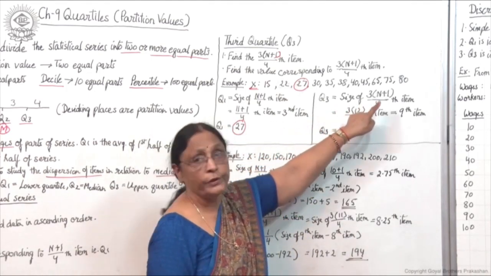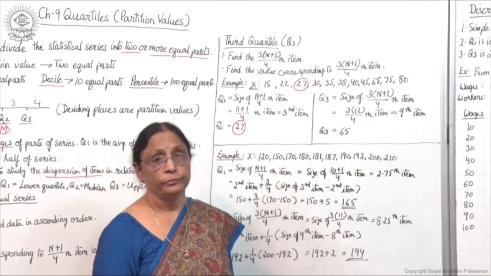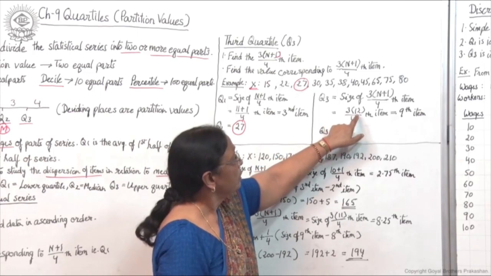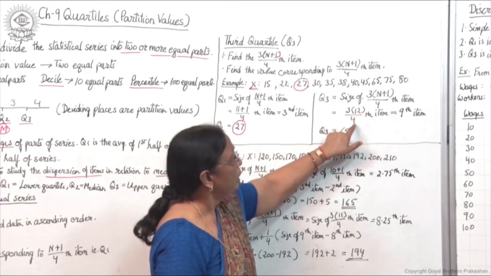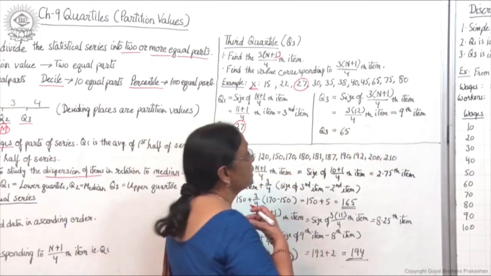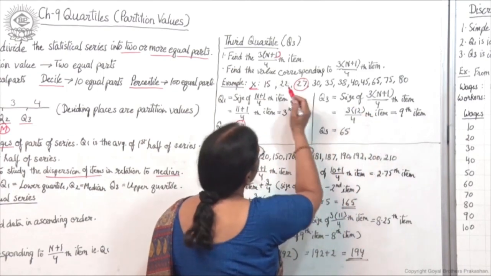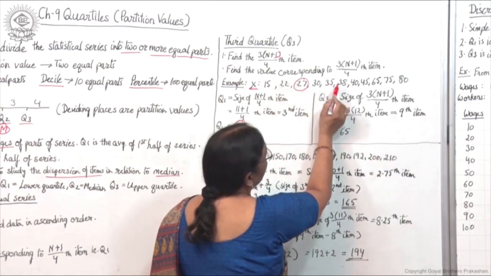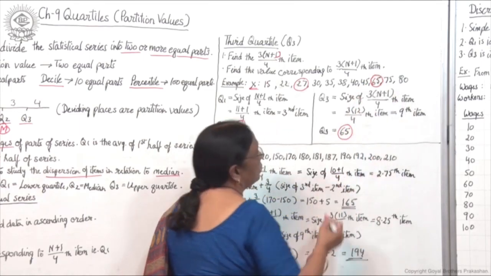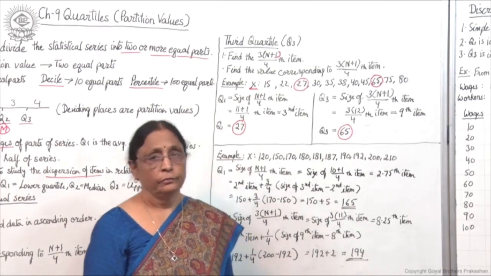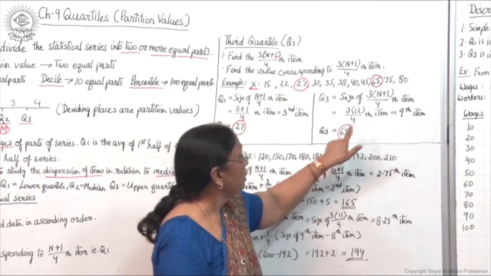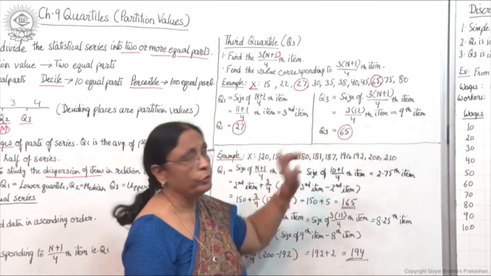Now here Q3. Q3 is the size of the 3(n+1)/4th item. This is the formula for Q3. So 3 into n plus 1 is 12 upon 4th item, that is the 9th item, right? Now the 9th item here is 1, 2, 3, 4, 5, 6, 7, 8, 9. This is the 9th item and this is Q3. So find the 3(n+1)/4th item, that is the 9th item here, and the 9th item becomes Q3.